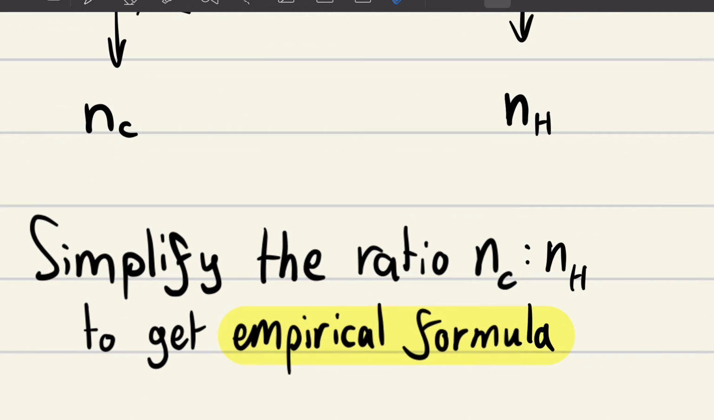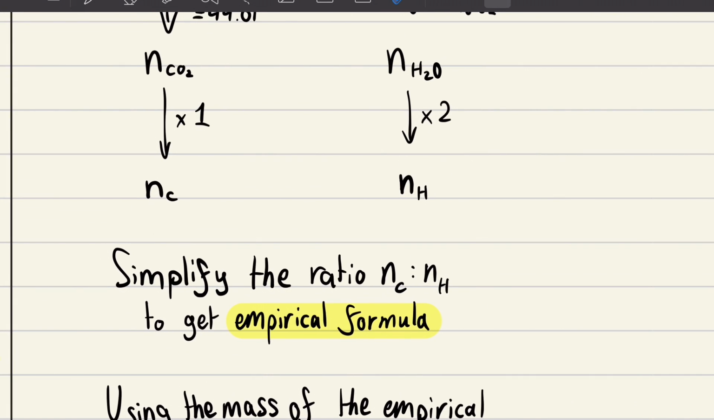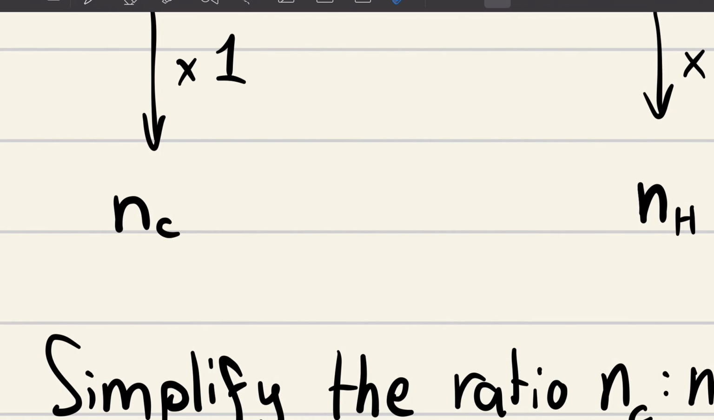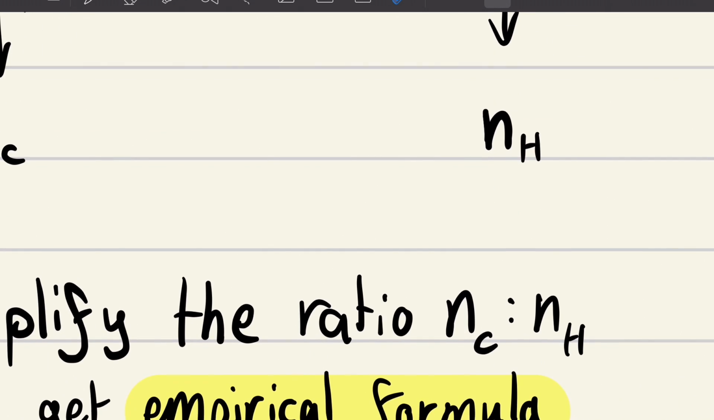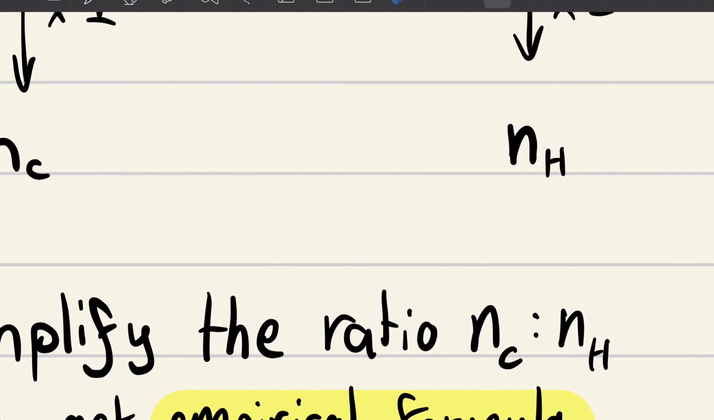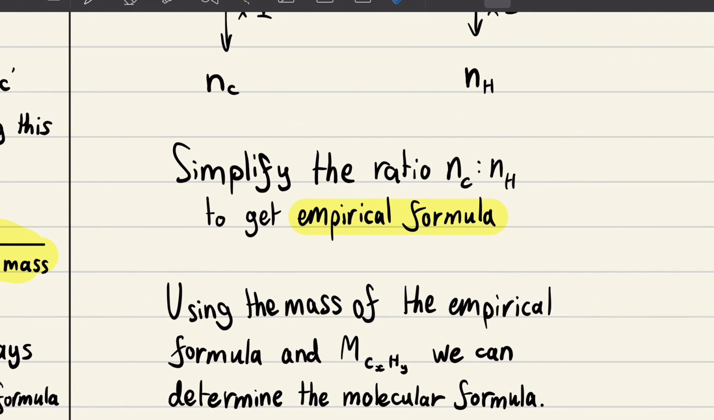Now, all we need to do, this is the final step, we need to simplify the ratio between nC, the number of moles of carbon, and nH, the amount of moles of hydrogen, to get the empirical formula. So let's say, for example, this value we got was 3, and then this value we got was 9. Then we'd simplify it, we divide both sides by 3, and we get a 1 to 3 ratio. Now, that itself is the empirical formula.